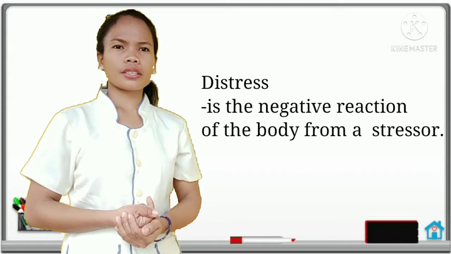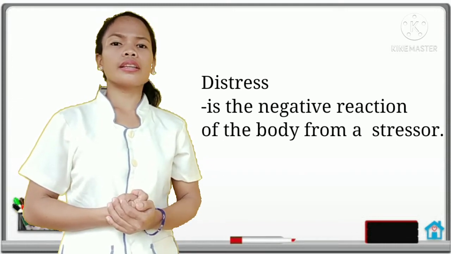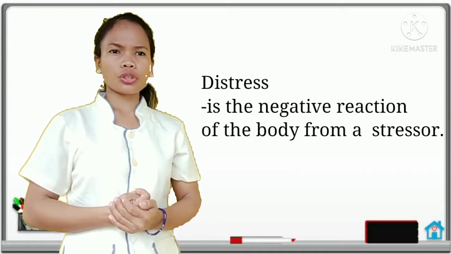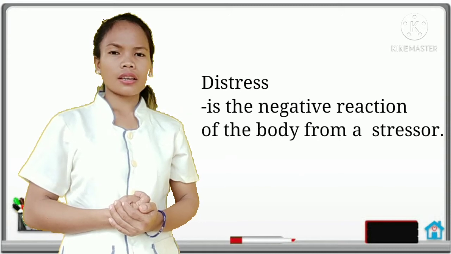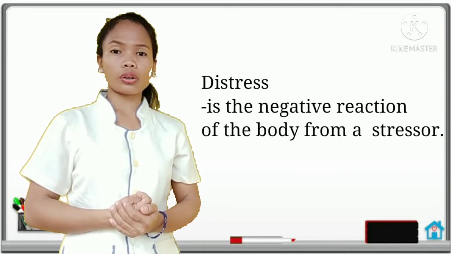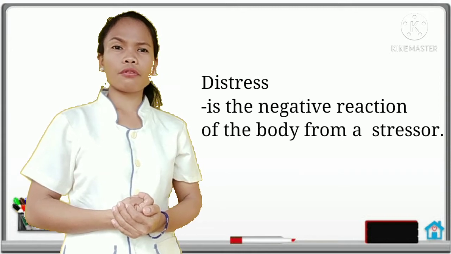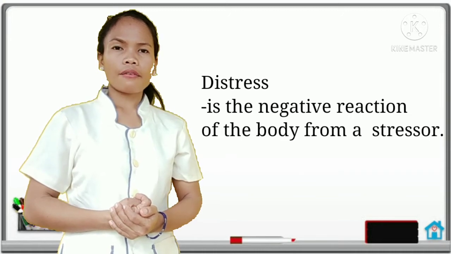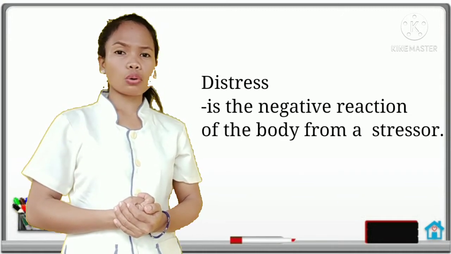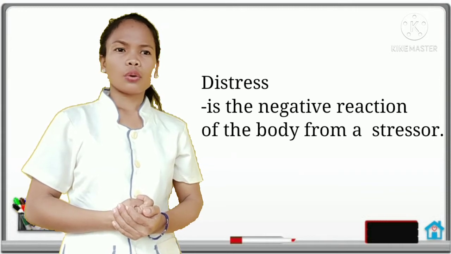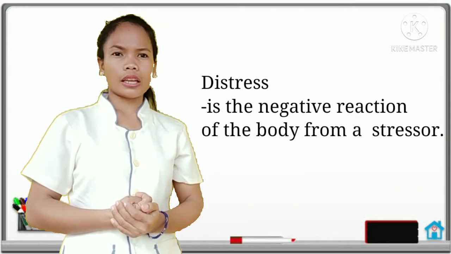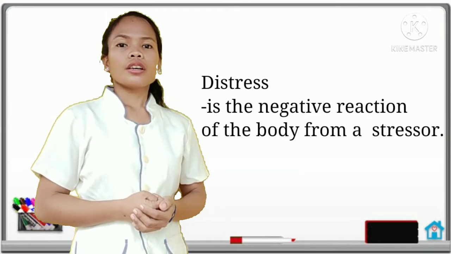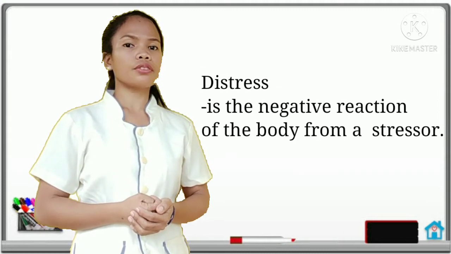Next is distress. Distress refers to the negative reaction of the body from a stressor. It is often associated with the word stress. Distress causes anxiety or concern. It decreases performance and can lead to mental and physical problems. For example, Alden's father goes home late and drunk. With that, he doesn't like his family anymore. He doesn't even want to stay at home. Those were the 2 different types of stress.